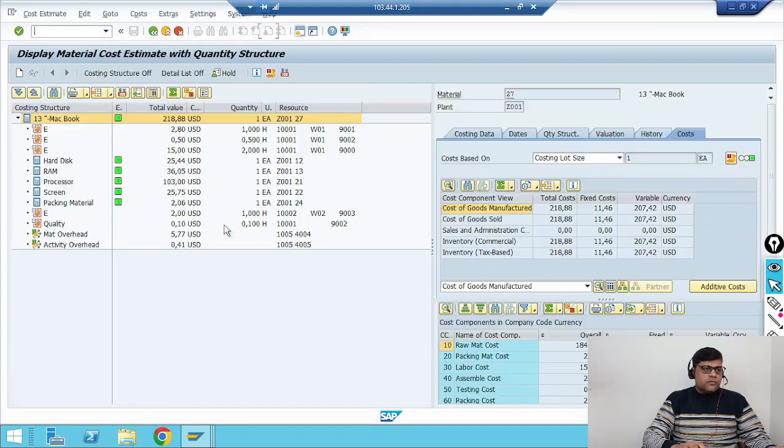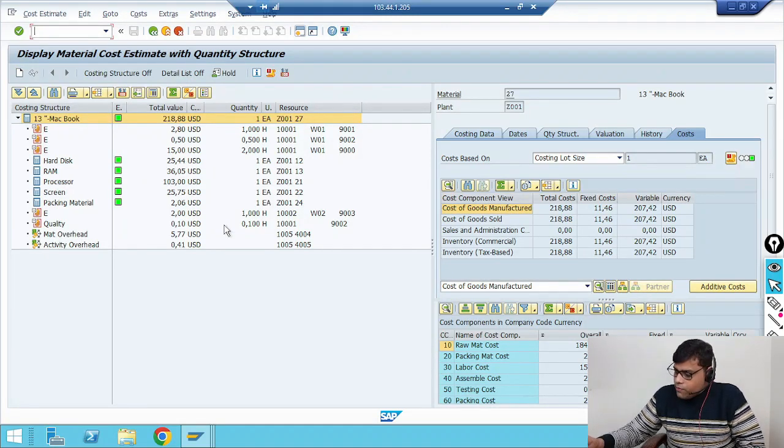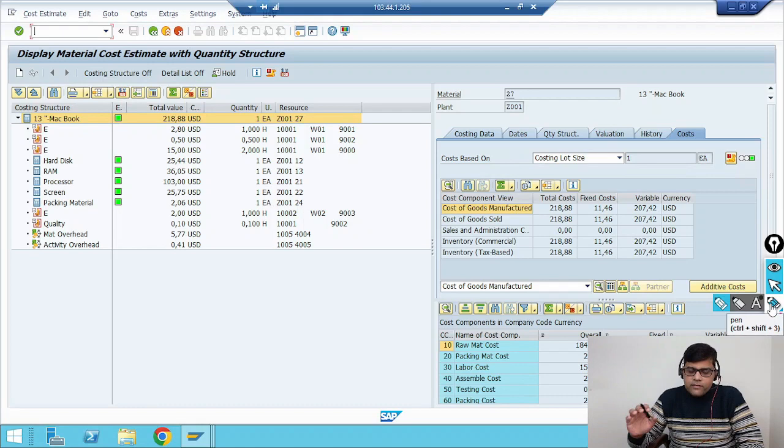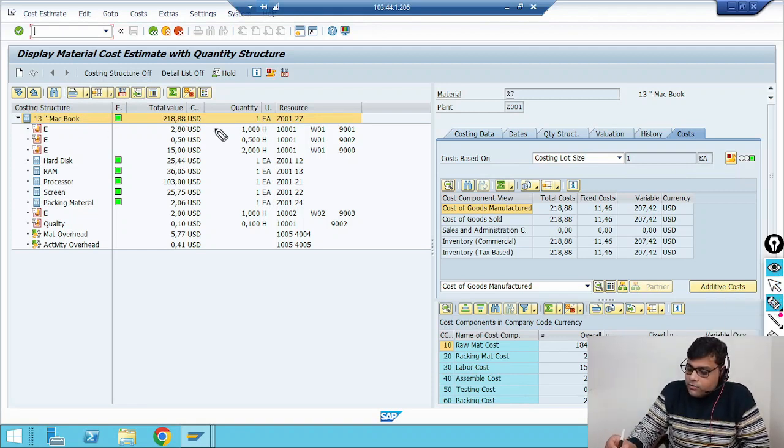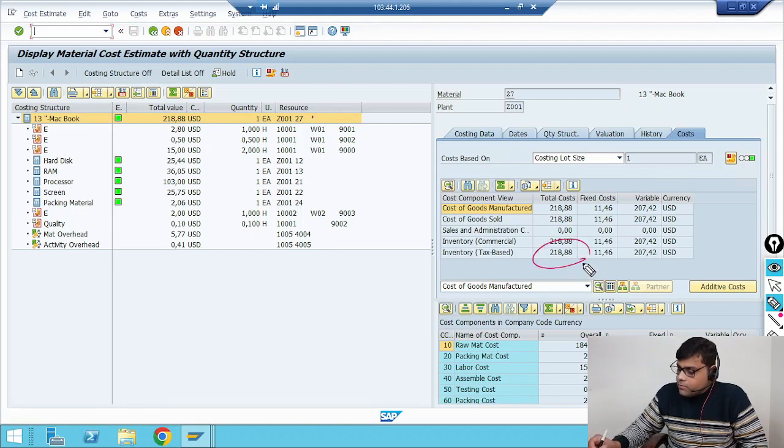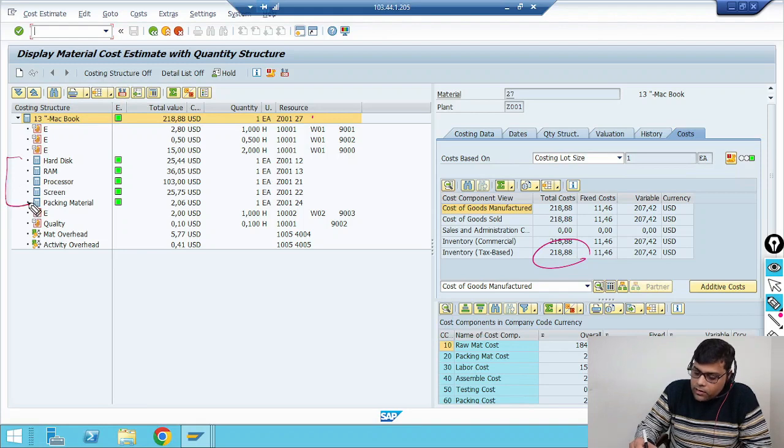Now coming to the next segment in our cost. So far I explained the different components related to our material. So material cost will be a very important part of your product cost. We are trying to calculate the cost of this finished product, which is 27, and what is the price? 21888. And in that cost calculation we have major components related to material.